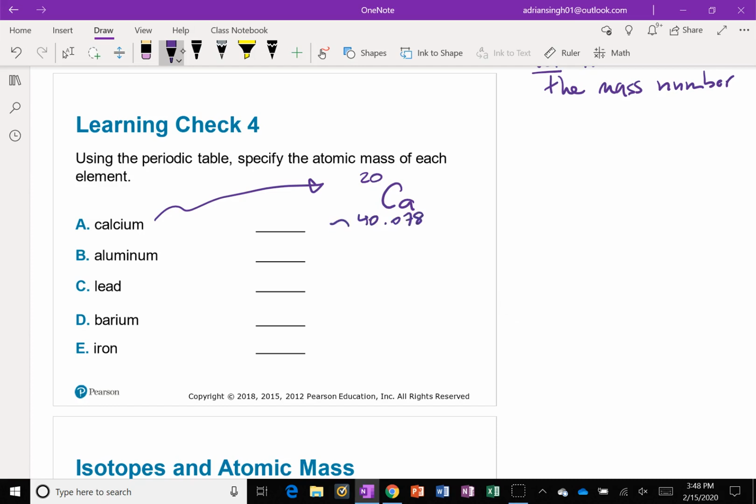So the atomic mass here is 40.078, right? So that's the average atomic mass or the average atomic weight for calcium. And the unit for this is the really small unit of the atomic mass unit, or AMU. All right, so you can look up in your periodic table the atomic mass of each of these elements.